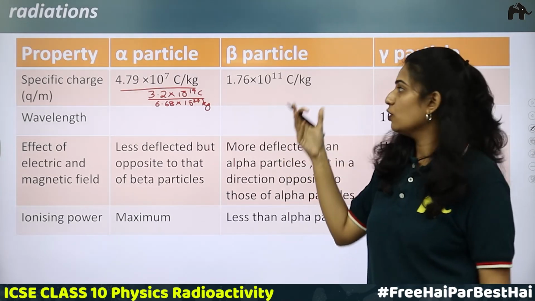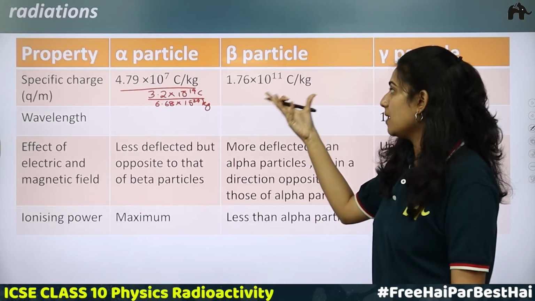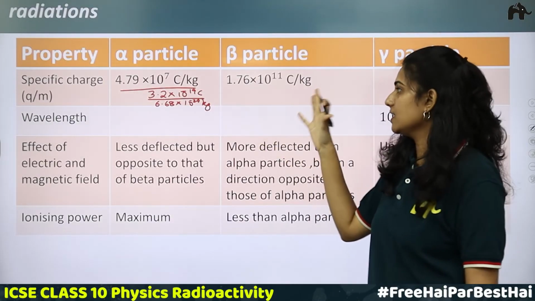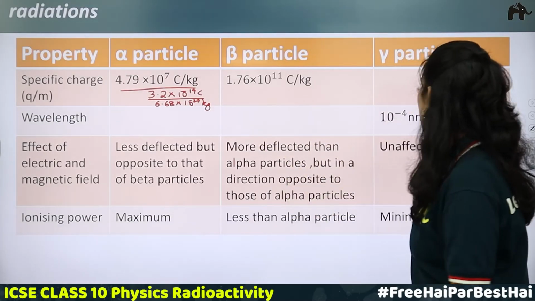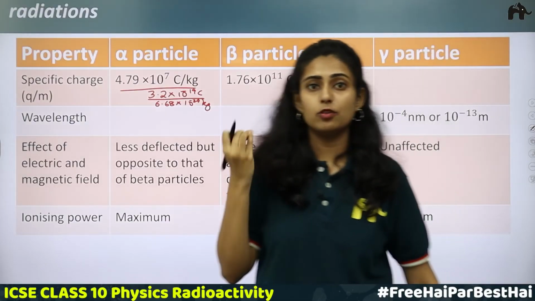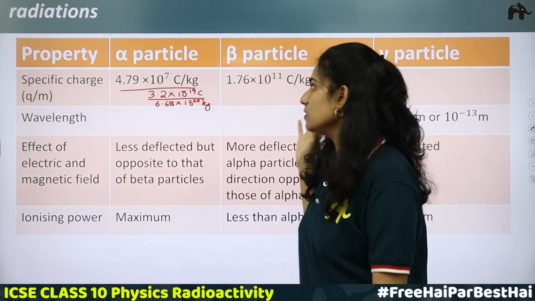How do you get this? You will be taking the mass of beta particles and the charge of beta particle, which is same as that of electrons. Next, to find that of gamma particle: gamma particles have no mass and no charge, so there is no specific charge.